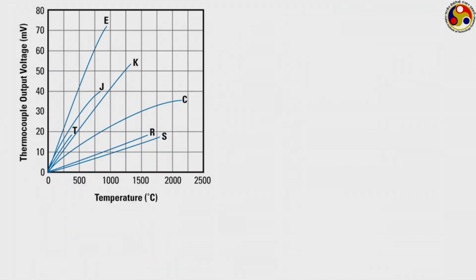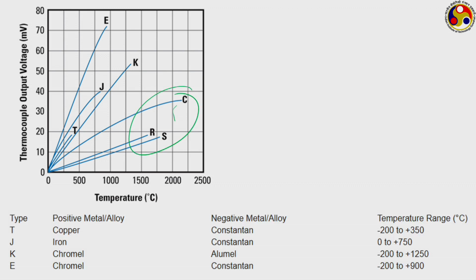These are the responses. As you can see, the E type thermocouple has the highest sensitivity. J, K or T type thermocouples also have quite good sensitivity compared to the R, S or C kind of thermocouples. Just a summary of the tables shown here: T type is a copper constantan thermocouple, J is iron constantan, K is chromel alumel, and E is chromel constantan. These are generally the most popular four types of thermocouples used in industries, but their temperature range is important. Depending on which range you are going to work in, you will choose the corresponding thermocouple.